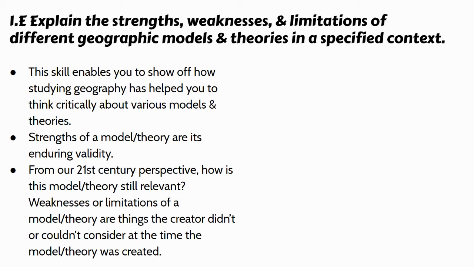The strengths of a model or theory are its enduring validity. It's the reason why we still talk about von Thunen, even though it was created in the 1800s. So when we think about von Thunen from our 21st century perspective, how is this model still relevant? How is it not relevant? What are the limitations of the model that the creator didn't or couldn't consider at the time the model was created? We could do this for Weber too, but Weber is not probably going to be assessed in this particular AP test because it's a unit 7 concept.